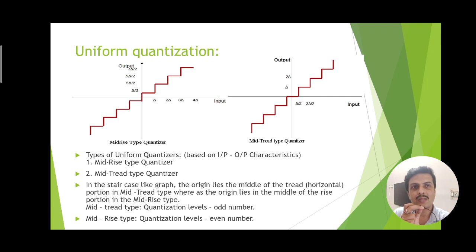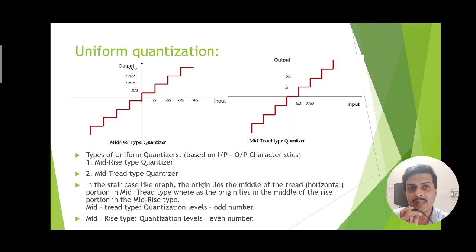Now this is the quantization process. There are two types of quantization process. One is the mid-rise type, another is the mid-tread type. The definition is very straightforward because both are staircase waveforms, and the mid-rise type shows that at the 0th position of the input, the rise of the stair is occurring. So that is why it is mid-rise type. But if at the 0th position it is horizontal, then it is the mid-tread type. So these are the two types of uniform quantization.